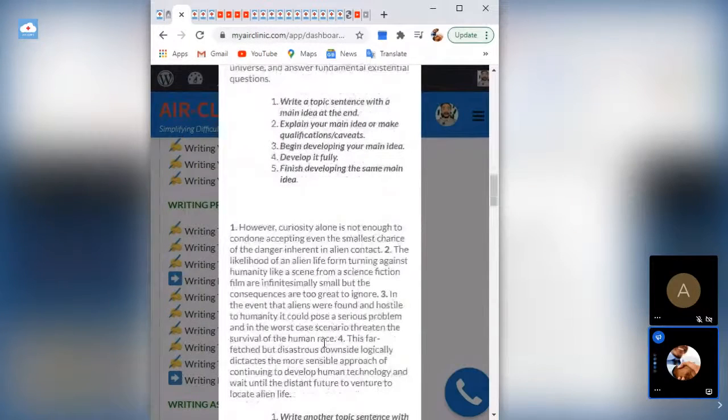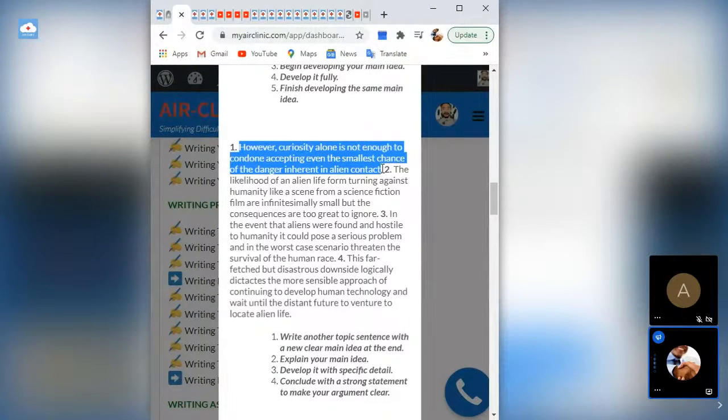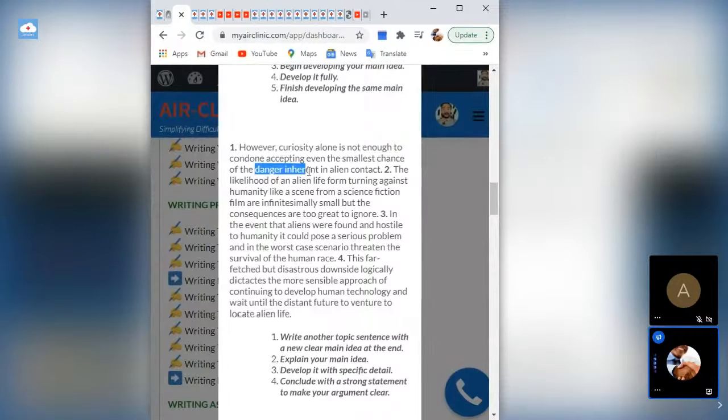In the second paragraph, which is the cons paragraph, you have to write a topic sentence as well. What is the entire paragraph about? What is it about the cons? So he said, however, curiosity alone is not enough to condone accepting even the smallest chance of danger inherent in alien contact. So this is the topic sentence. That's where the meat of everything that this entire paragraph is going to talk about is lying. Smallest chance of danger inherent in alien contact.